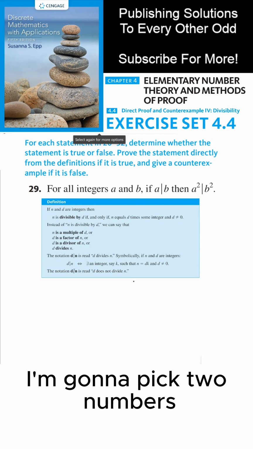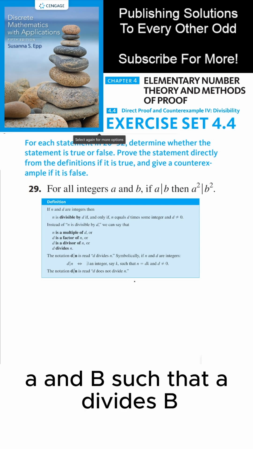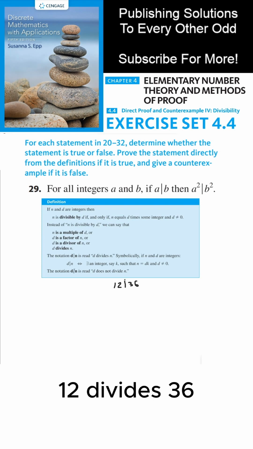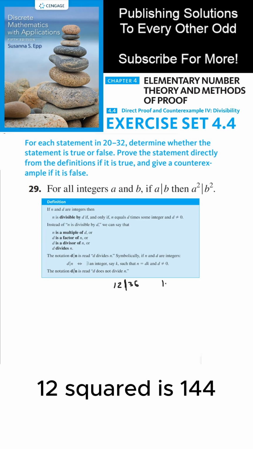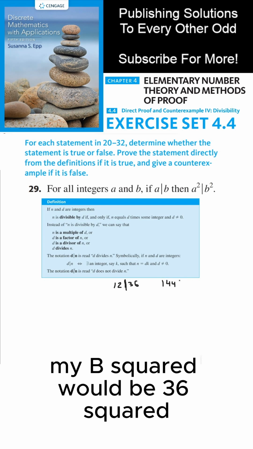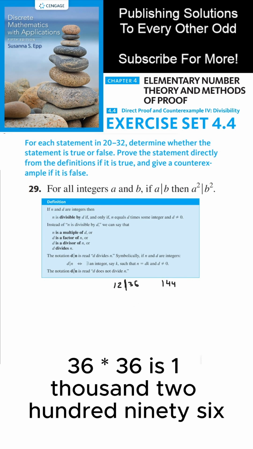I'm going to pick two numbers a and b such that a divides b. We could do 12 and 36. 12 divides 36. That's true. 12 squared is 144, and that's my a squared. My b squared would be 36 squared. 36 times 36 is 1,296.